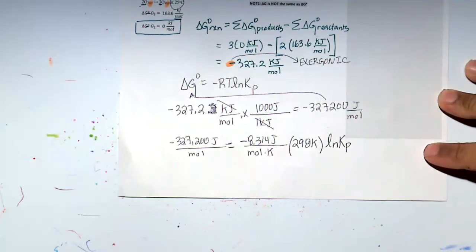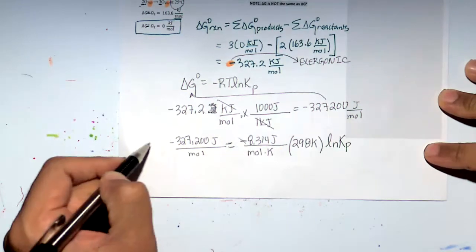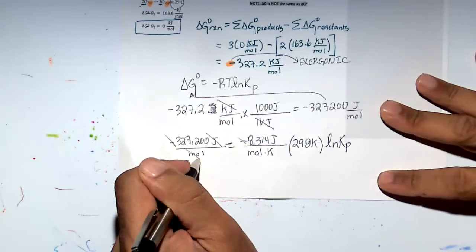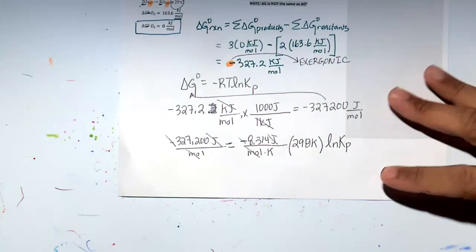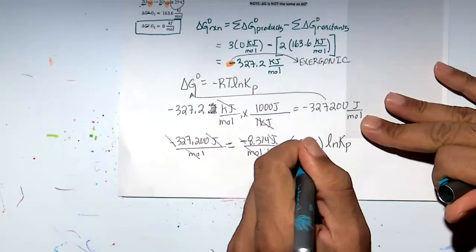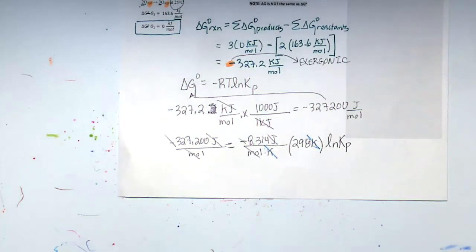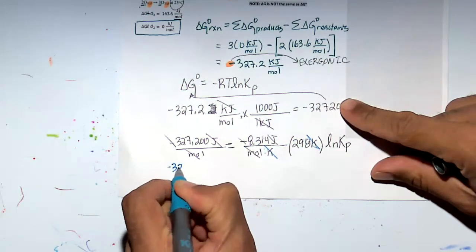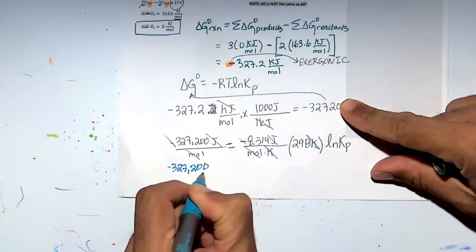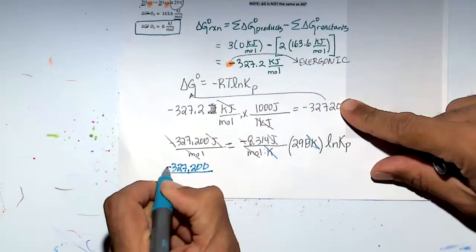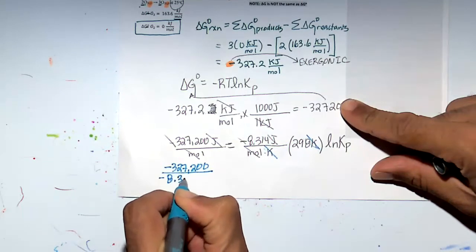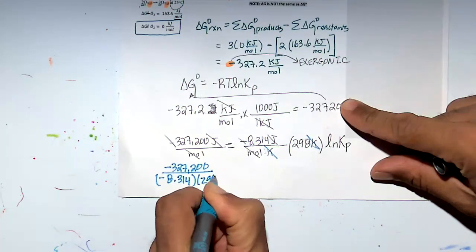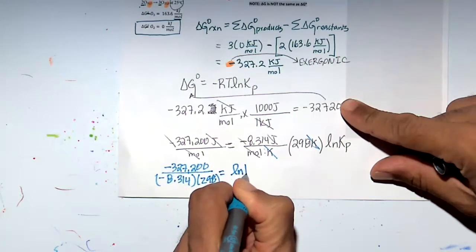All right, a couple of cancellation items here. This minus sign and that minus sign cancel. This joules over a mole cancels out with that joules over a mole, and this Kelvin cancels out with that Kelvin. So like I said, K is unitless. So let's do a little bit of math manipulation here. Minus 327,200, the minuses cancel, but divided by minus 8.314 times 298, that equals natural log of Kp.